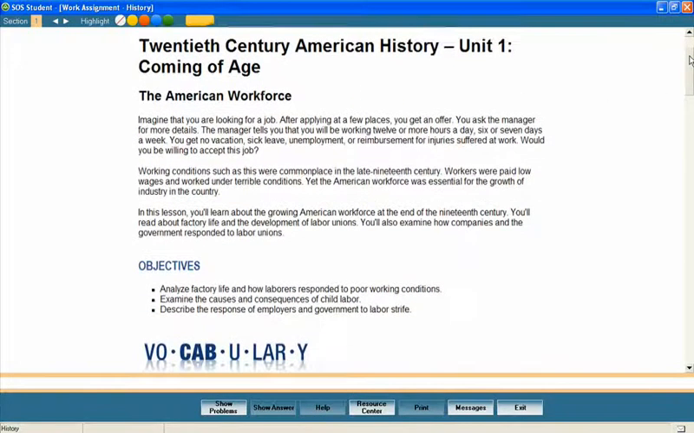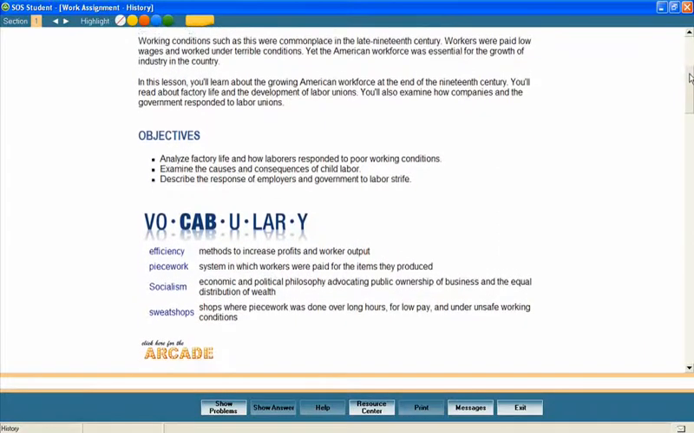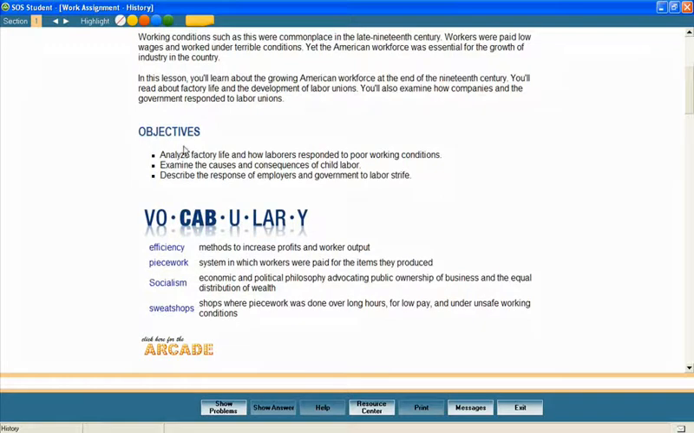Most lessons begin with a brief introduction and a list of goals or objectives for the lesson. These objectives help students stay focused on important lesson content and provide parents with an effective way to measure mastery of lesson content. The objectives for this lesson are: analyze factory life and how laborers responded to poor working conditions; examine the causes and consequences of child labor; and describe the response of employers and government to labor strife.